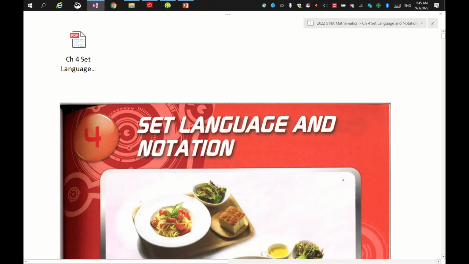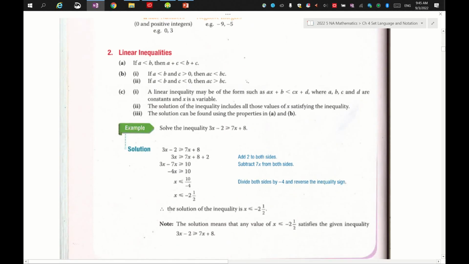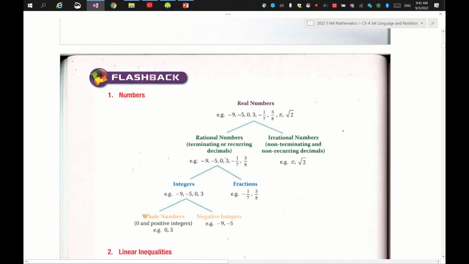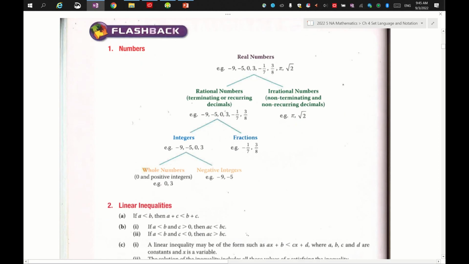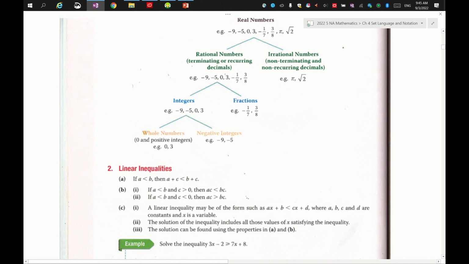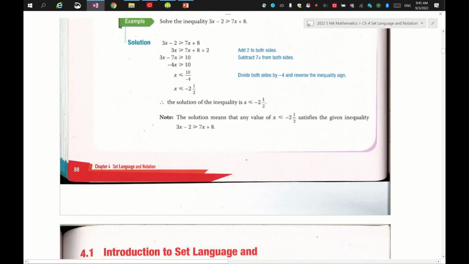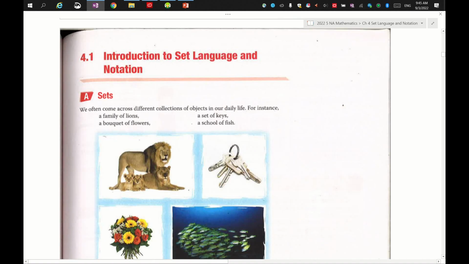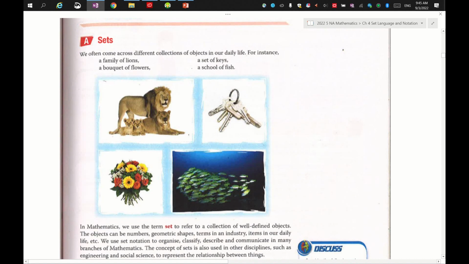Don't be frightened by the name or set language and notation. It's just a way of writing stuff, okay? Some very quick recap that you can do by yourself, I'm not going to go through it. We've got different types of numbers. We've got linear inequalities. And now we move on to the chapter proper.